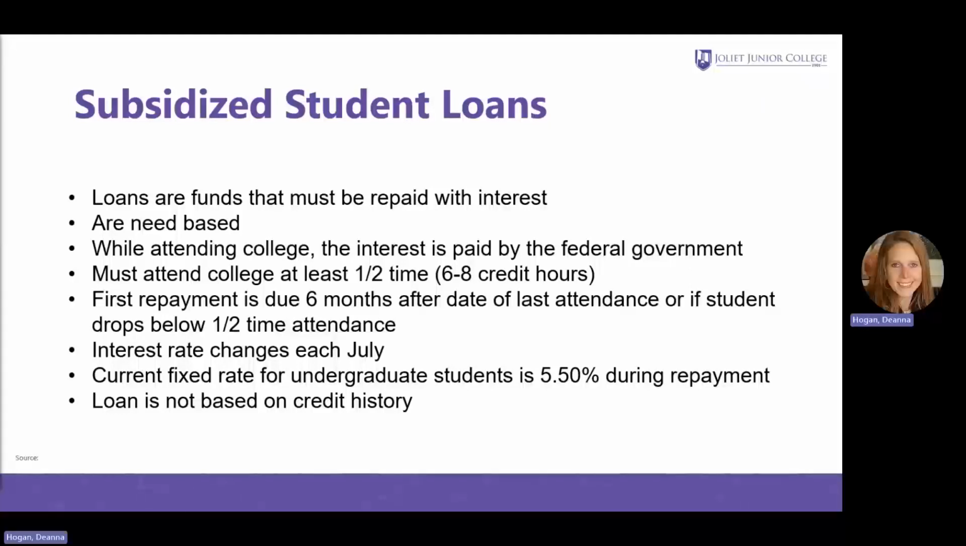The student must be attending college at least half-time, which is typically 6 to 8 credit hours, to be eligible. The first repayment on this type of loan would be due 6 months after the last date of attendance or 6 months after you drop below half-time attendance. The interest rate changes every July. Refer to studentaid.gov for the most current rates. And these loans are not based on a credit history.